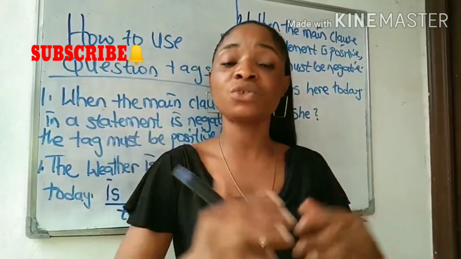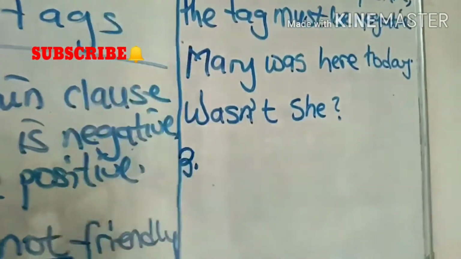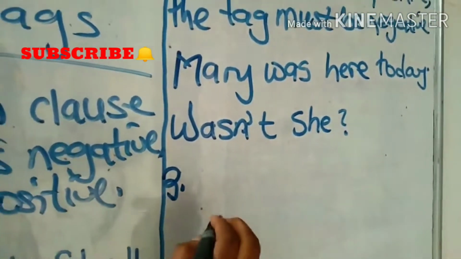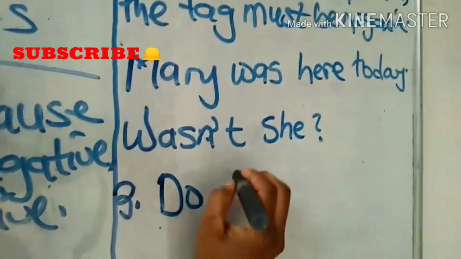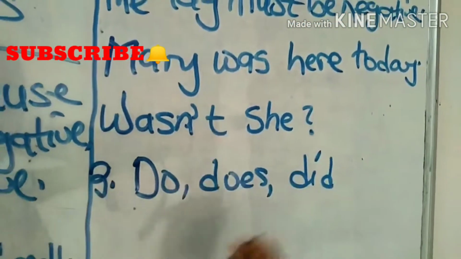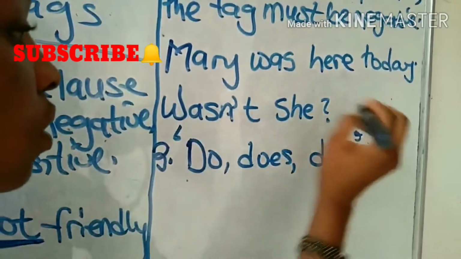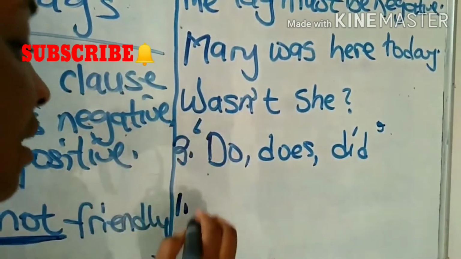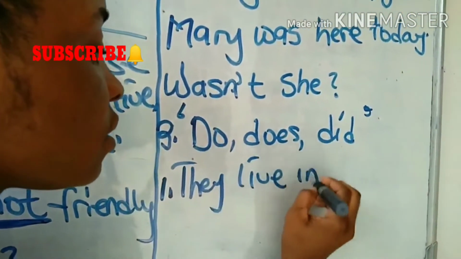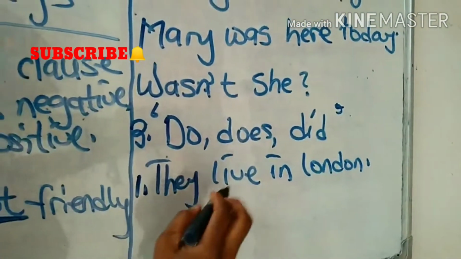We're going to illustrate this using a sentence. Rule number 3 says, when there is no main verb in the statement, what you should do is simply use the word do, does, or did. Now we're going to use examples so you can understand this perfectly well. Example 1 says, they live in London. That's a full stop. They live in London.